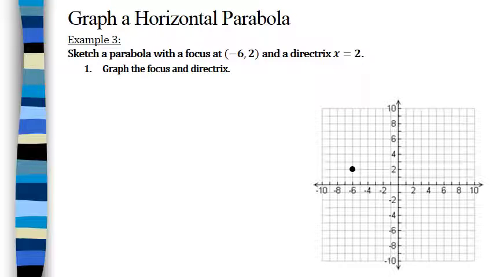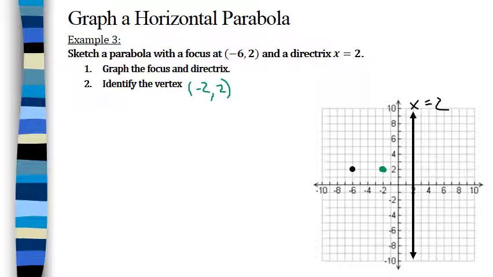Okay, so you should have graphed negative 6, 2, and then the directrix x equals 2 is where x is always 2, and that's the vertical line at x equals 2. To identify the vertex, we want the point that's exactly halfway between. So if we count 1, 2, 3, 4, 5, 6, 7, 8, half of that is 4. 1, 2, 3, 4. So we're going to plot this point here, which is negative 2, 2. So our vertex is negative 2, 2. And the distance between the two is going to be our p-value. So 1, 2, 3, 4, 1, 2, 3, 4. Good, it's exactly the same.